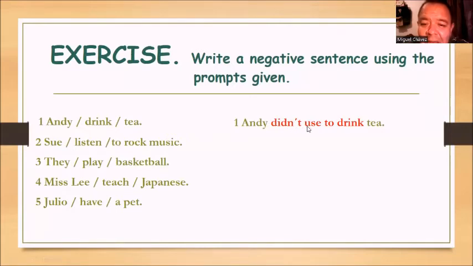Remember that for negative, use didn't, and the verb is going to be in present, use, and followed by the infinitive. Didn't use to drink. In these kind of sentences, we use the auxiliary didn't to form it.